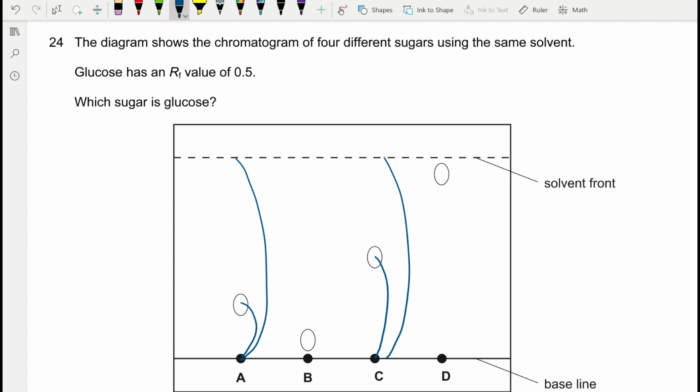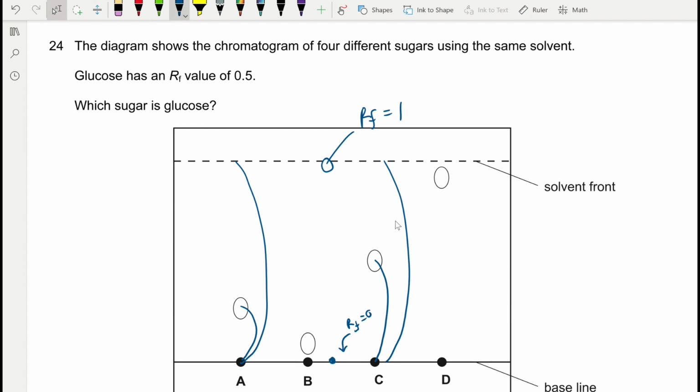If the substance travels as much as the solvent, then the RF value is 1. So the highest RF value is 1. The lowest RF value is 0, and that is when the sample is insoluble and does not move up at all. That's when the RF value is 0. So the answer here is C.